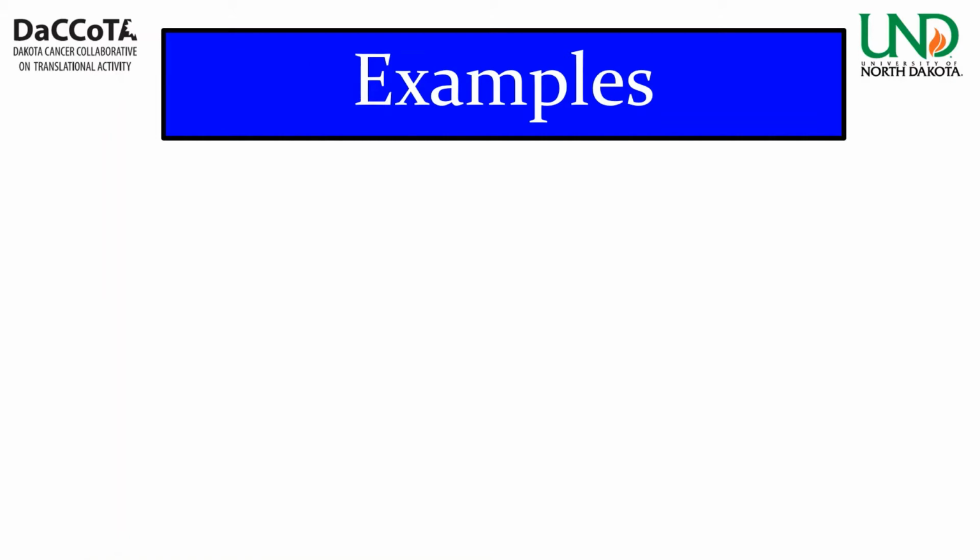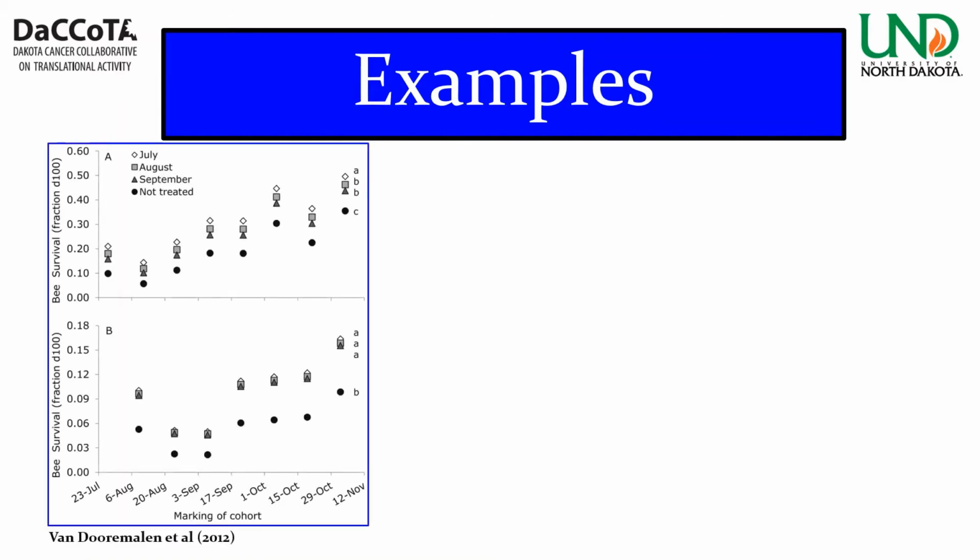No time like the present. Let's look at some examples in practice. First, from Van Dorlemalen et al. On the winter survival of bees, we see survival on the y-axis over time categories on the x-axis, for different treatment cohorts, these different symbols. And we see changes over time, especially in the survival here. The not treated had lower survival fractions.